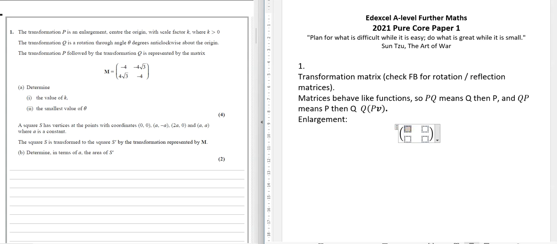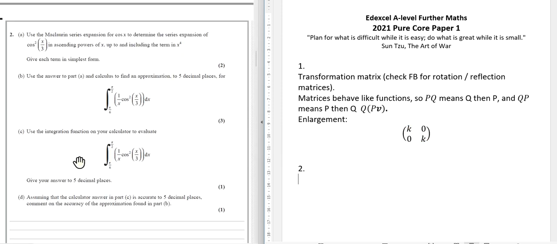So typically an enlargement is just going to be something along the lines of, if it's a straightforward enlargement, center of the origin, scale factor K, I think it's going to be something like this. It looks like the identity matrix, but with both of these bits stretched by scale factor K in the X direction and in the Y direction. Now the later bits of this seem to be talking about transforming a square. I'm going to get to that when I get to that, but I have a sense now of what that question involves, and I'm going to move on to the second question.